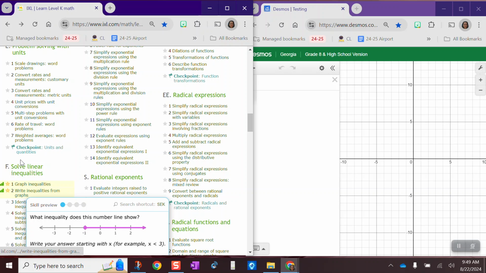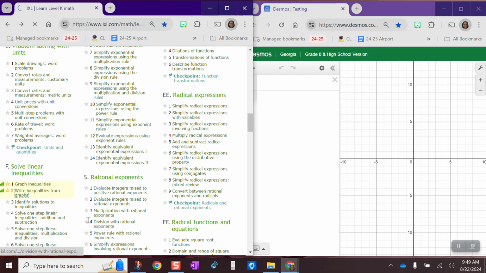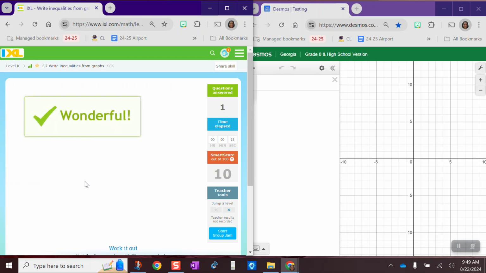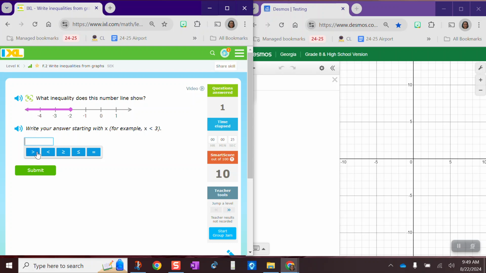All right, the next one is F2, writing inequalities from the graphs. And some of you guys need the skill. No, I thought it was the 2 variable one. This is the 1 variable one. So this is going to be the x's that are less than or equal to 1, because there's a closed circle. Once again, it's going to be the x's, closed circle, so it's less than or equal to, in this case, -2.